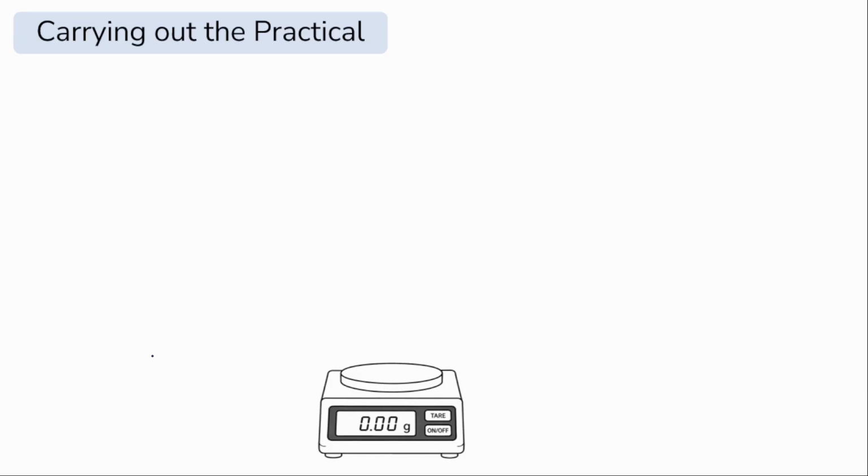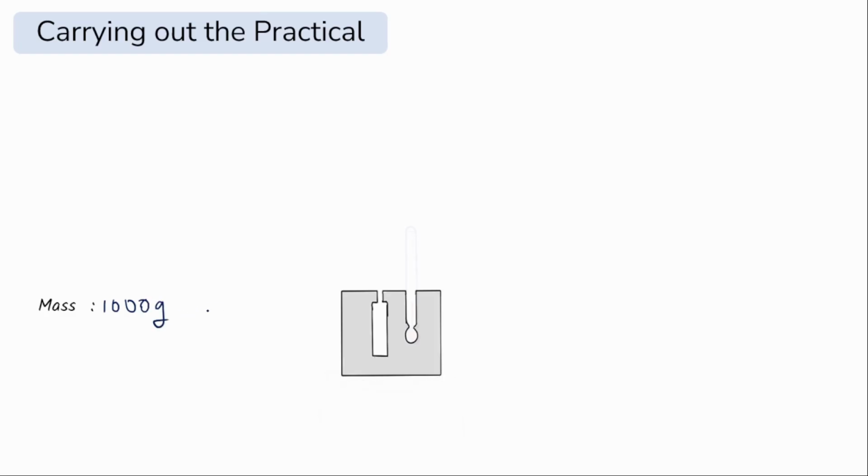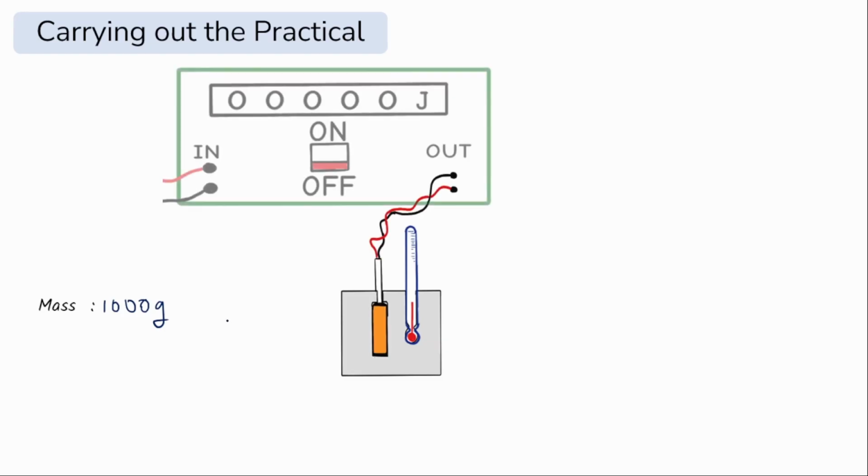To carry out the practical, first, we measure the mass of the aluminium block. This is 1000 grams. I'm going to write that down and convert it to kilograms later. Next, we insert the thermometer and then the immersion heater. We connect that to the joule meter and into the power supply.